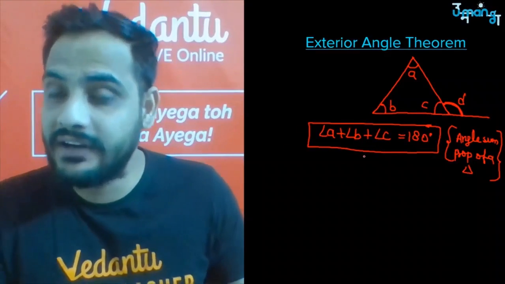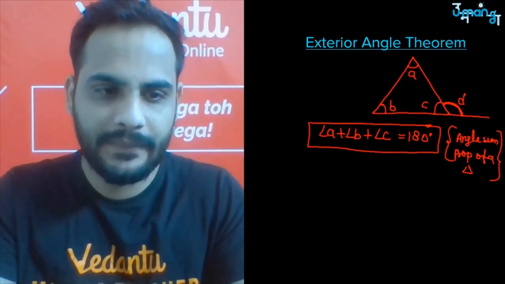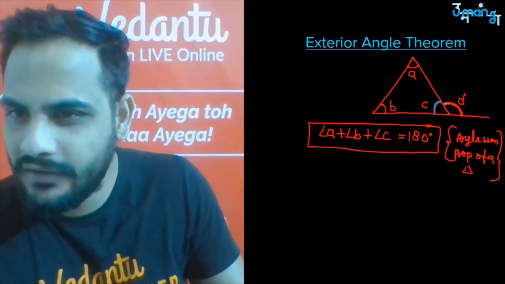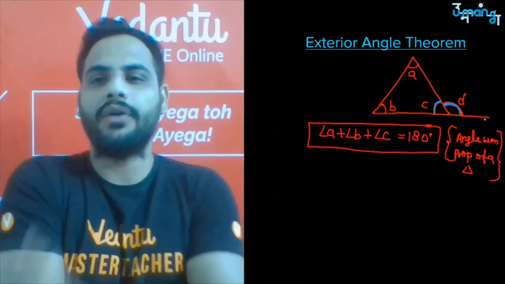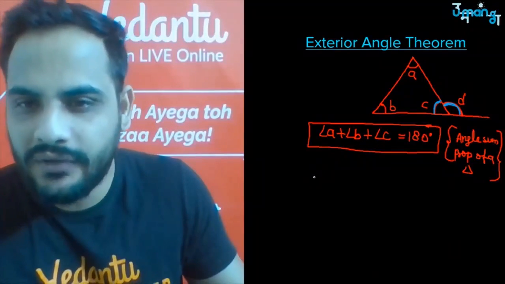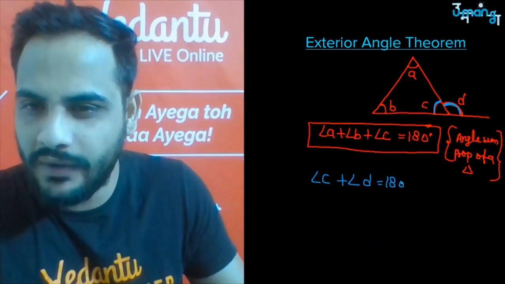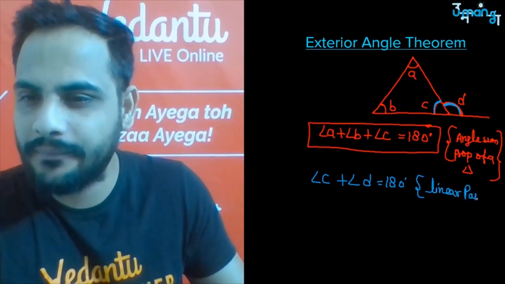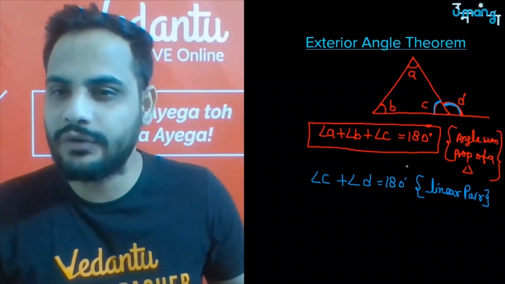After that, one more thing you can see over here is that if I add these two angles, C plus D, then also it should be 180 degree because they are forming a linear pair. So I can say angle C plus angle D is also equal to 180 degree, and the reason being linear pair. Okay sir, these two equations I have.